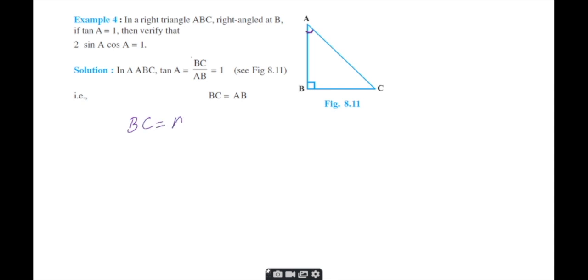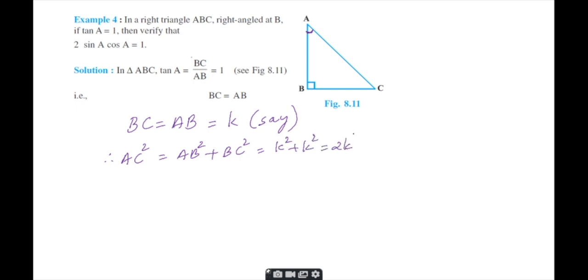BC equal to AB. Let us call it K centimeter. Now let us find AC by using Pythagoras theorem. AC square is equal to AB square plus BC square. What is AB square? This is equal to K square plus K square, that is equal to 2K square.